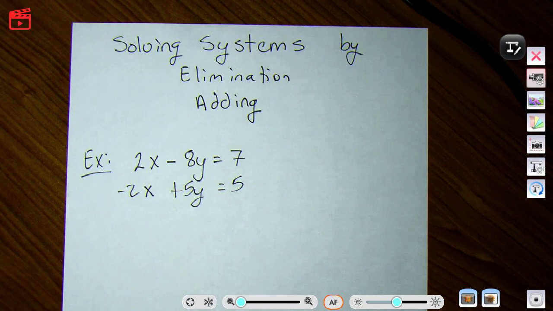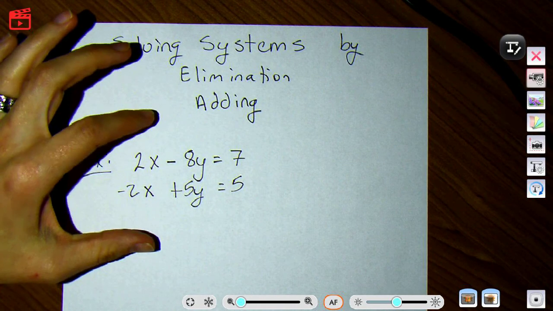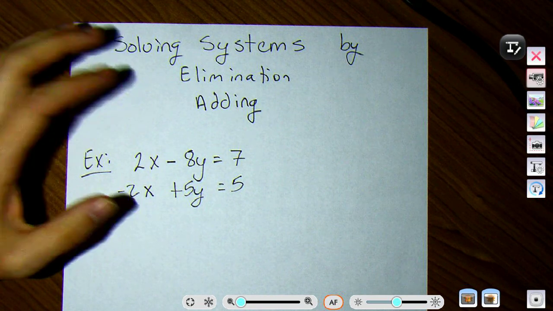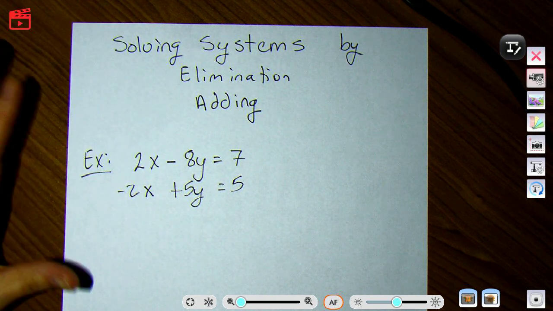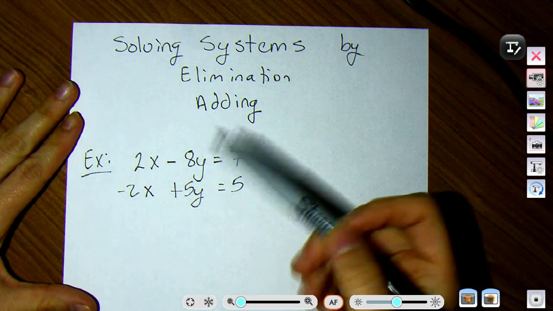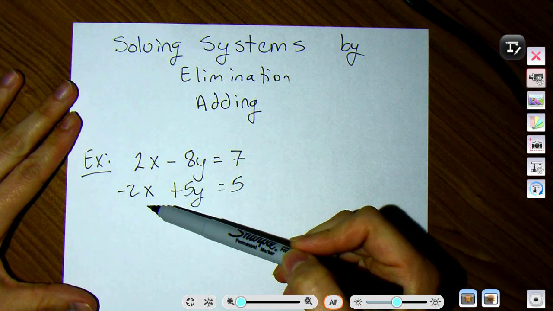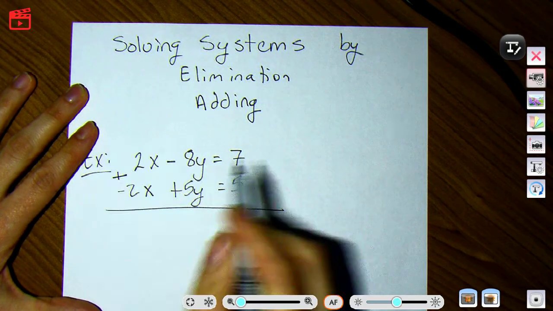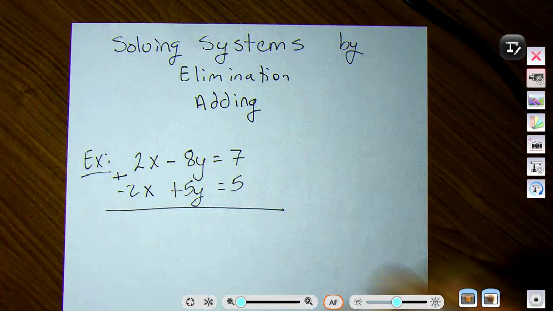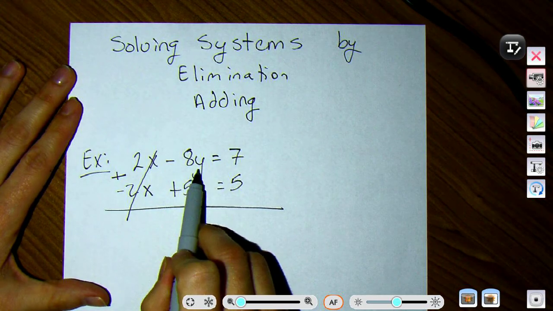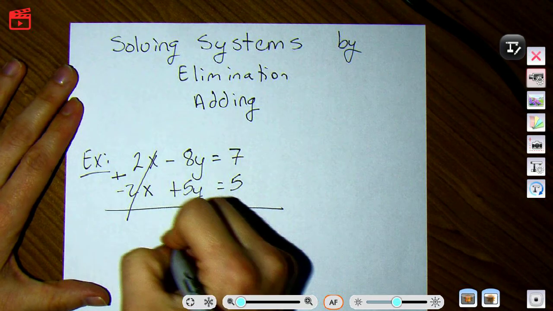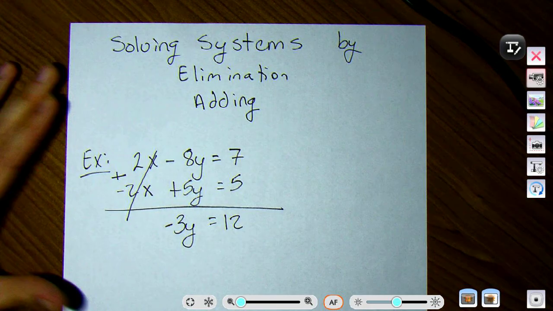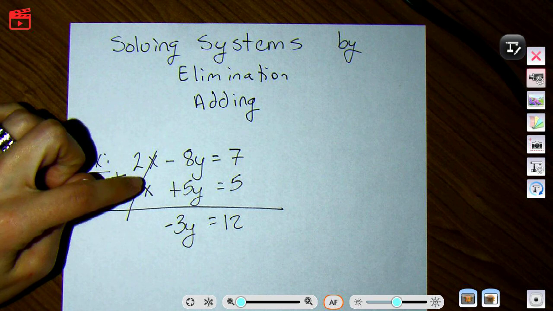So however your equations are arranged, they do need to be arranged in the same way, so you're essentially combining like terms. So when I add these together, combining like terms, 2x plus negative 2x is going to cancel out, right? Because 2 plus negative 2 is 0, so these do cancel out. Negative 8y plus positive 5y gives me negative 3y, and 7 plus 5 gives me 12. So we added them together, and my x's in this case were eliminated.